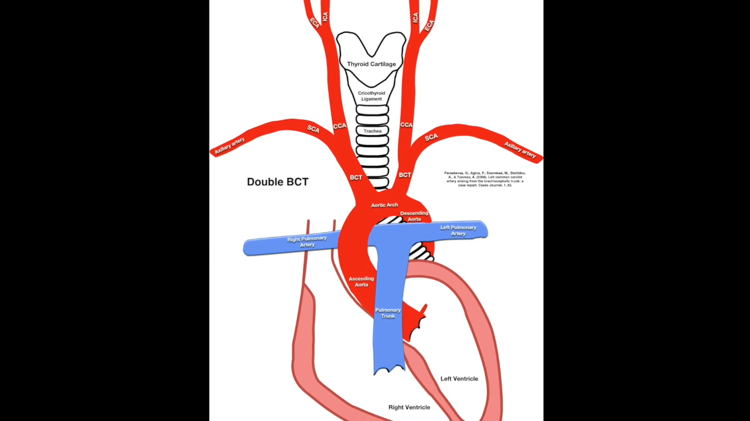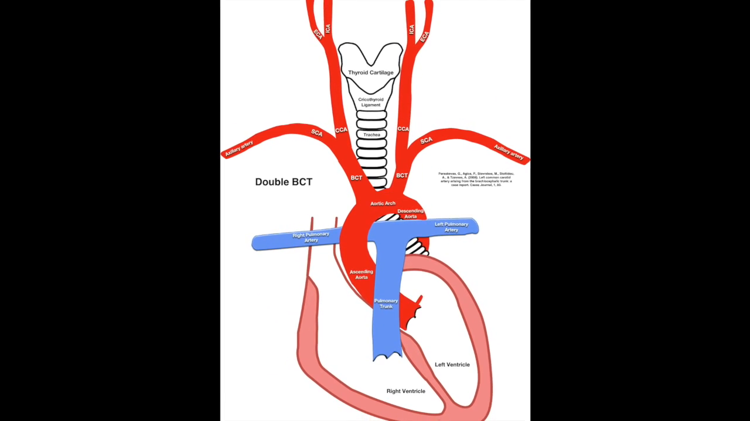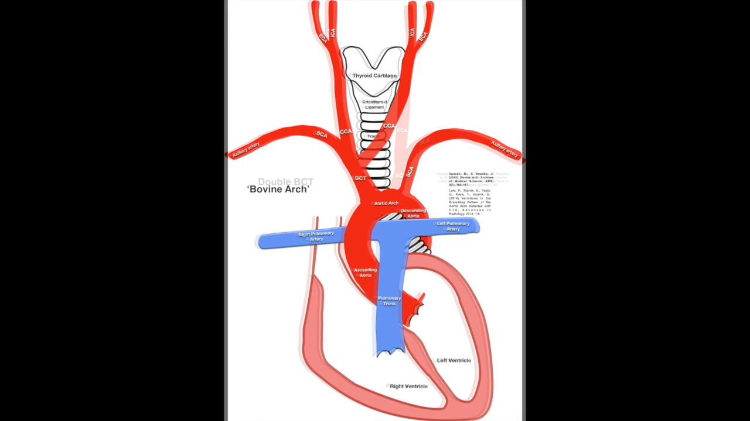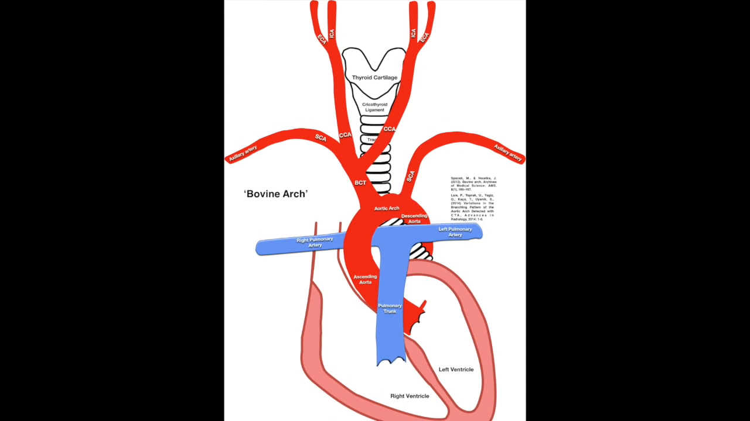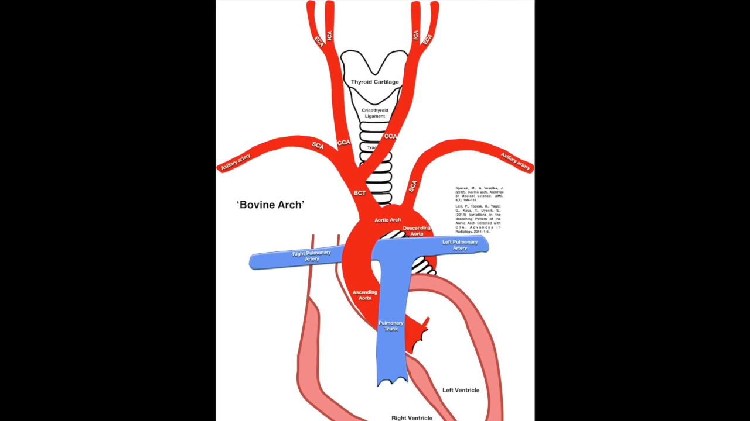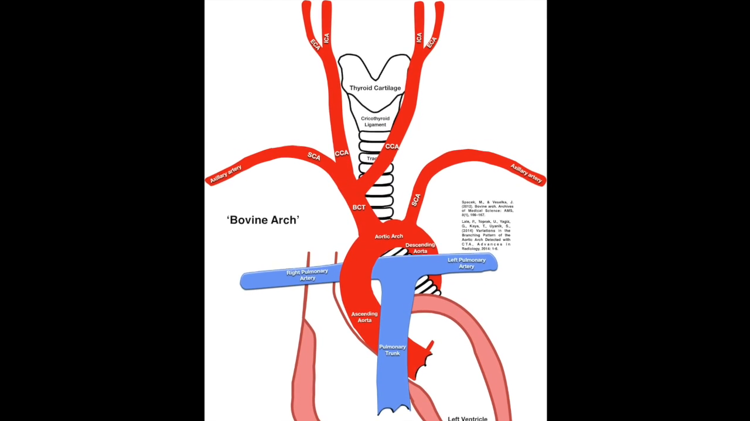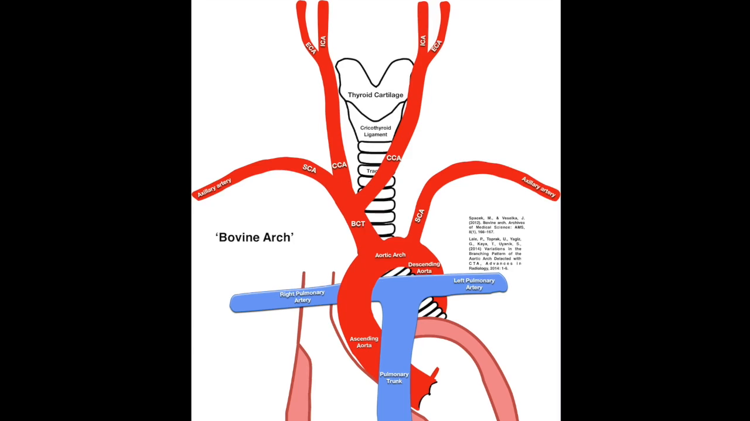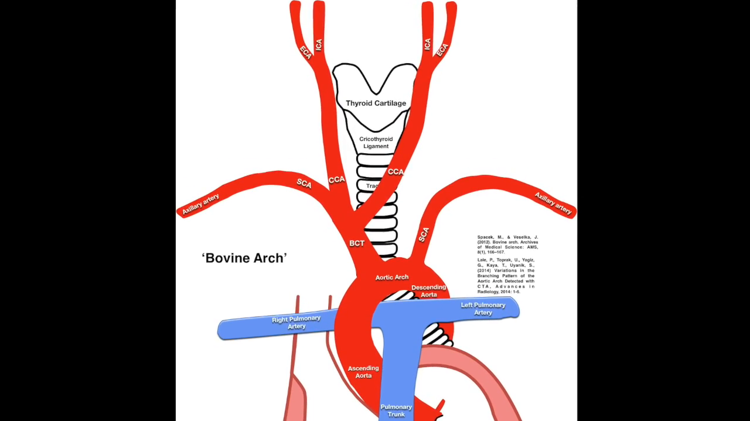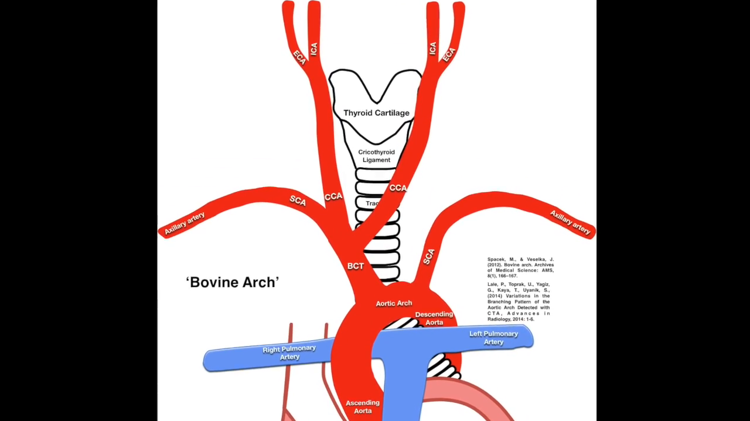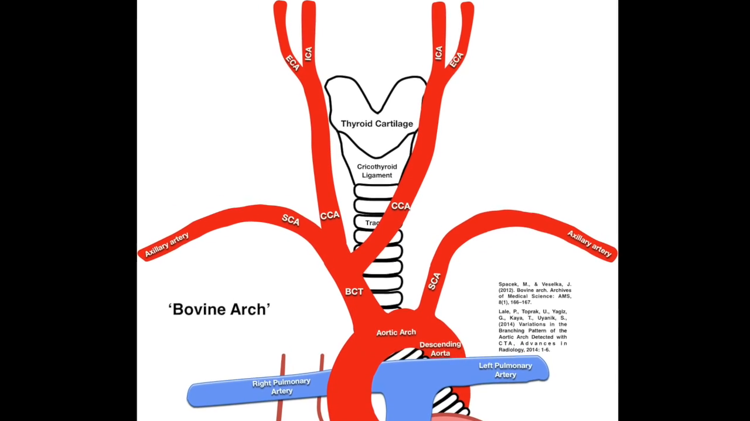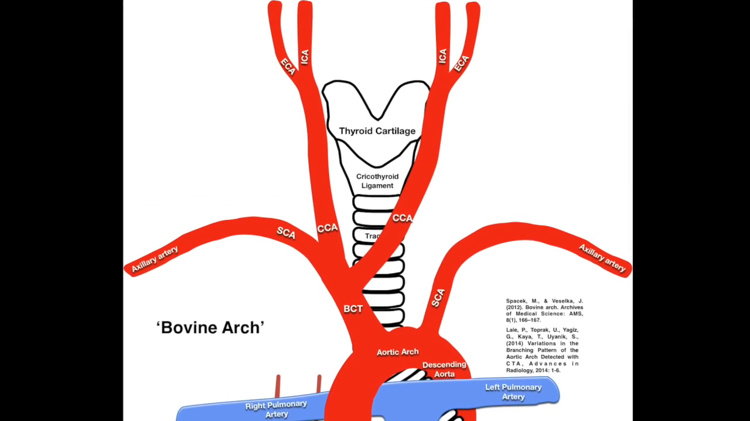One very important variation found in between 7 to 25% of people is colloquially termed a bovine arch. In these cases, the left common carotid artery does not come off the arch of the aorta, but instead arises from the brachiocephalic trunk. Although this is usually asymptomatic, the artery can be vulnerable in the context of invasive procedures that involve the tracheal rings or the cricothyroid ligament.